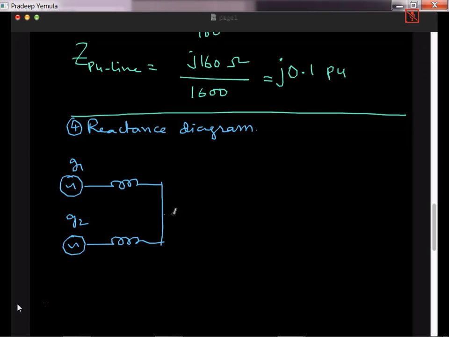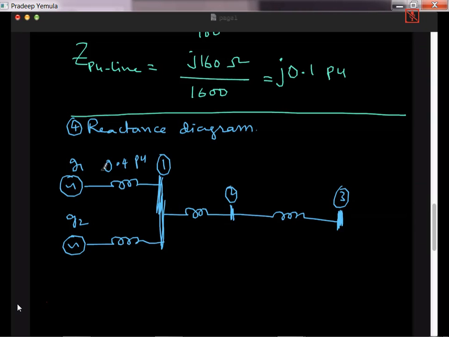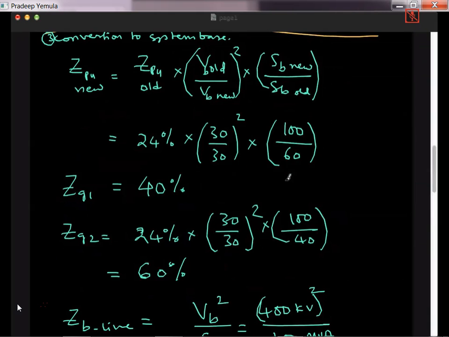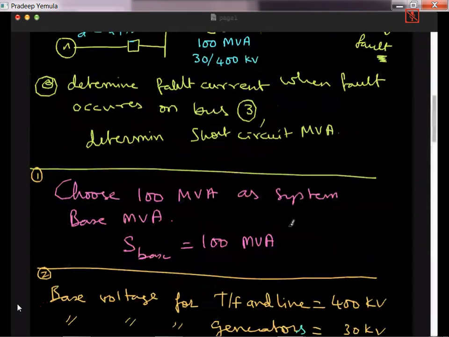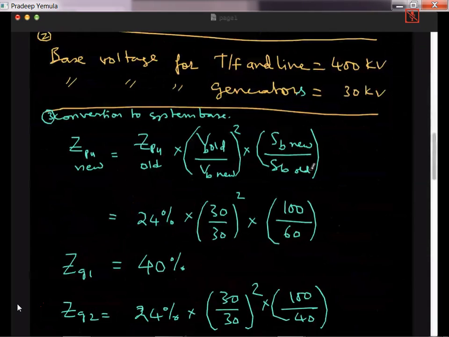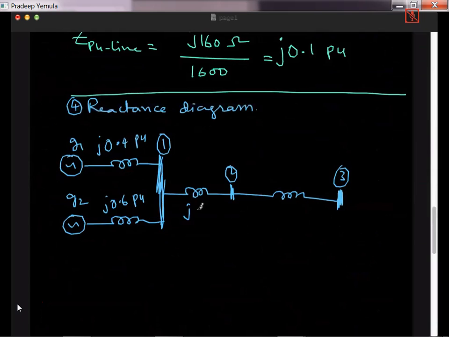Then I have the transformer, then the transmission line, and here is the fault. So this is bus 3, this is bus 2, this is bus 1. We got this as J 0.4 per unit, J 0.6 per unit, J 0.16 per unit, and this is J 0.1 per unit.